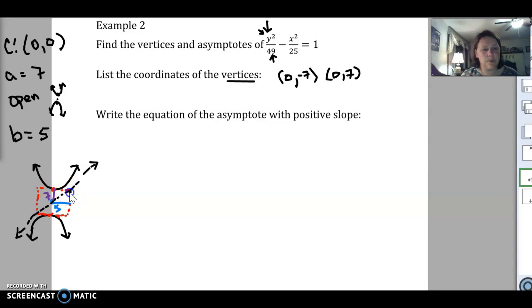So for this slope, we went up 7, to the right 5. So our slope is 7 over 5 x. Since our center is at 0, 0, we don't have to worry about the b value. It would be just plus 0. So y equals 7/5 x is the positive slope asymptote of this hyperbola.